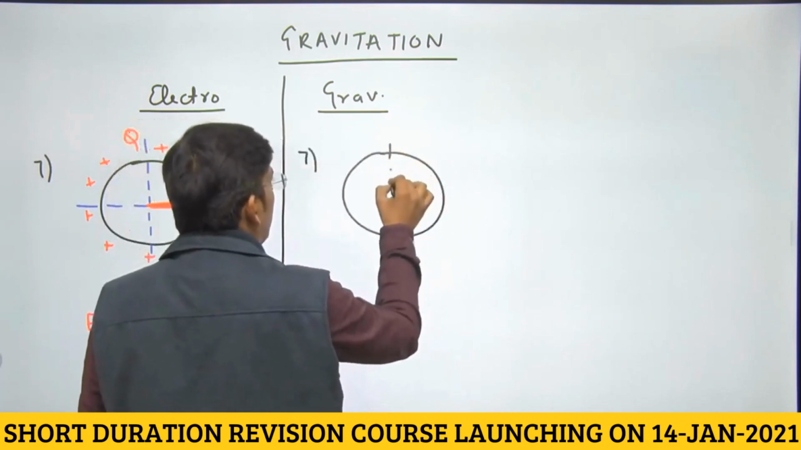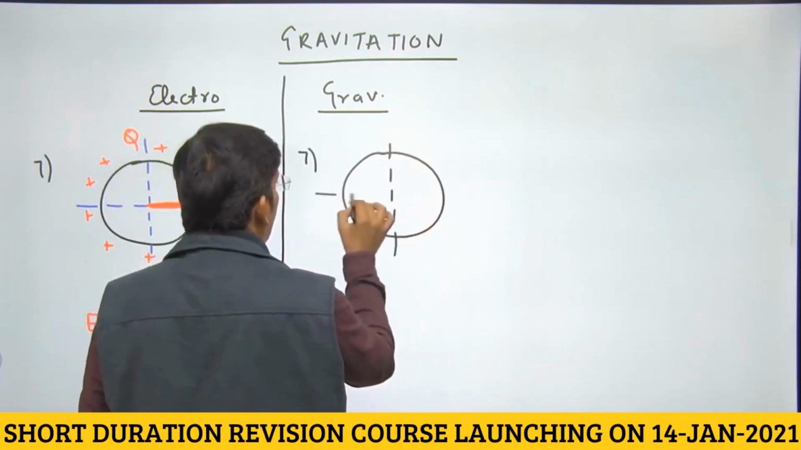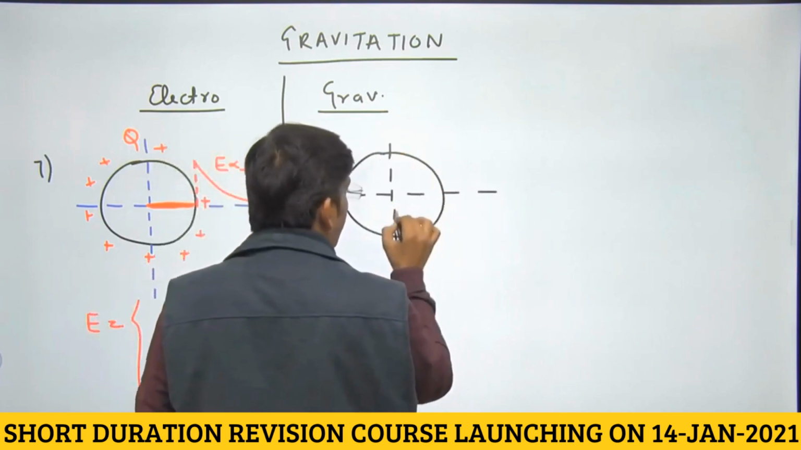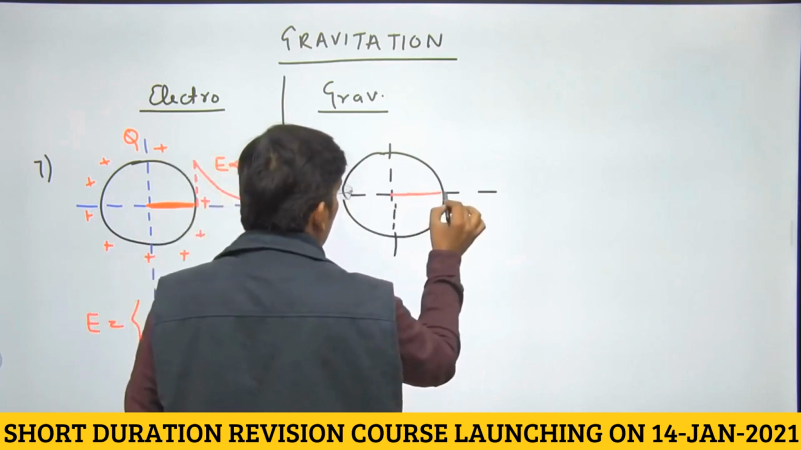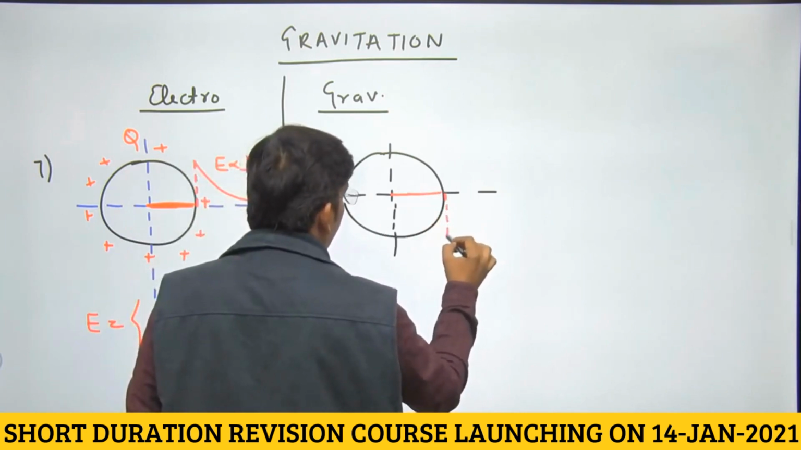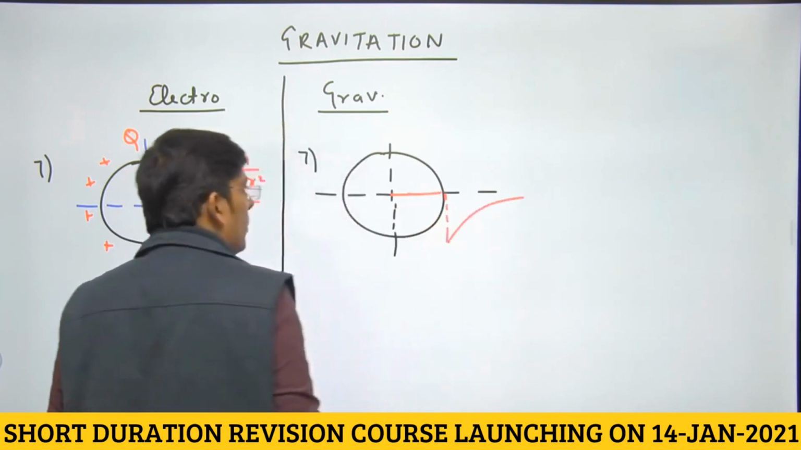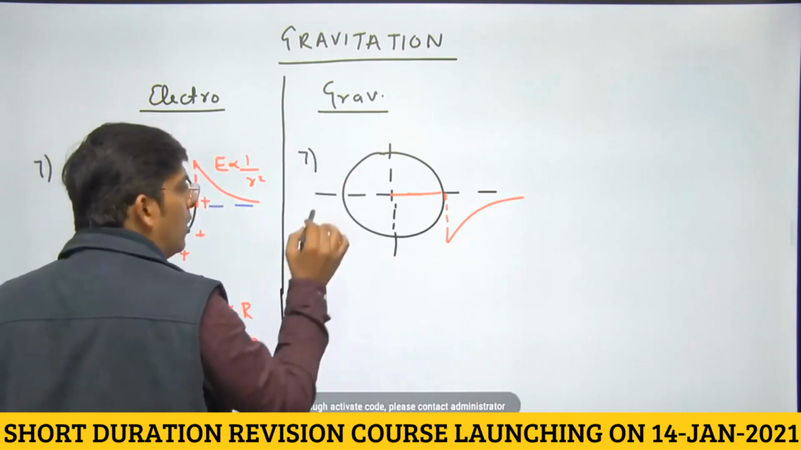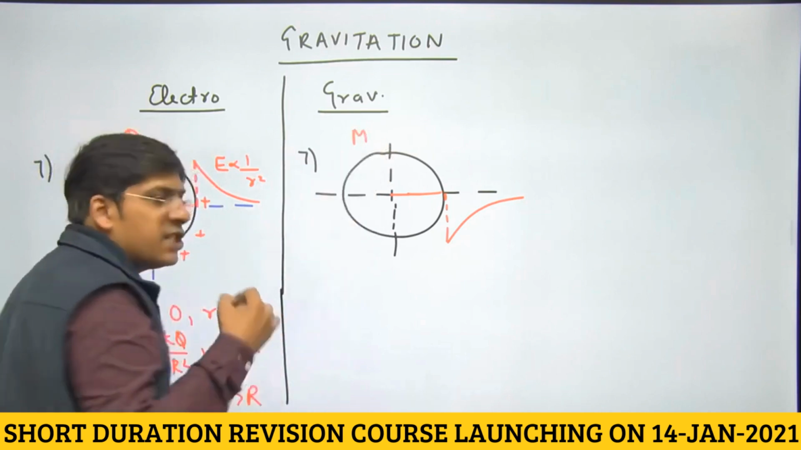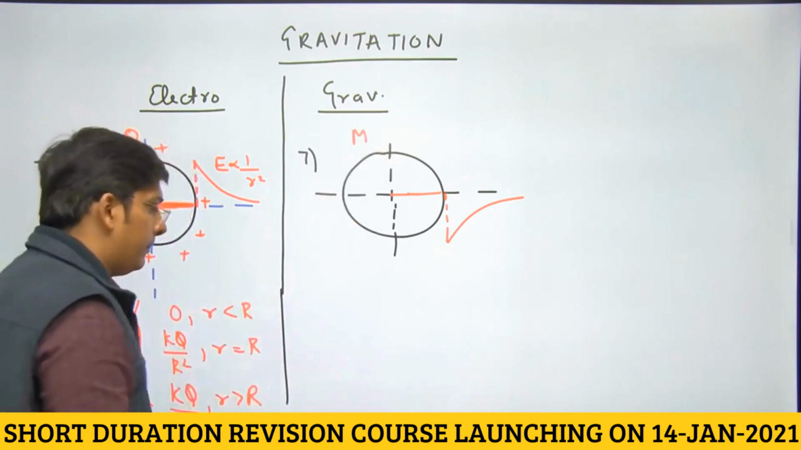So if we have a hollow shell of mass m, we can calculate the gravitational field intensity like this. We will get the same graph. The only difference is that it is going to be negative. So inside is 0, maximum at the surface in magnitude, then varies with 1 by r square. This is gravitational field intensity due to a hollow spherical shell having mass capital M.